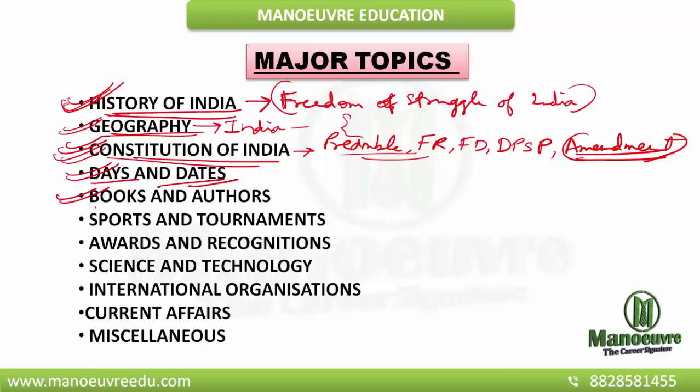Next topic that you need to focus on is the books and authors. This is very important because every year 2 to 3 questions come from this section directly. Next comes the sports and tournaments. You need to be aware of all the sports and tournaments that are happening in India. The awards and recognition, especially the persons in news, which person has got which award, what recognition has that person got, you need to know these things.